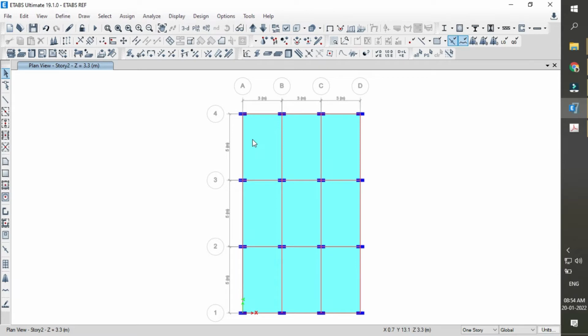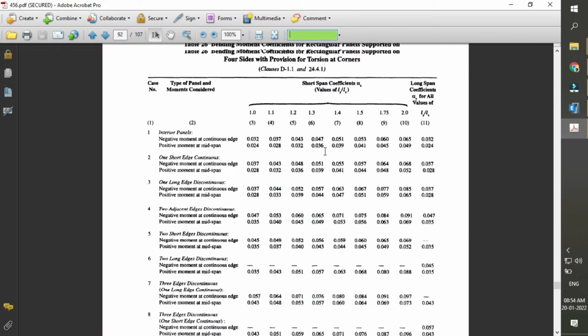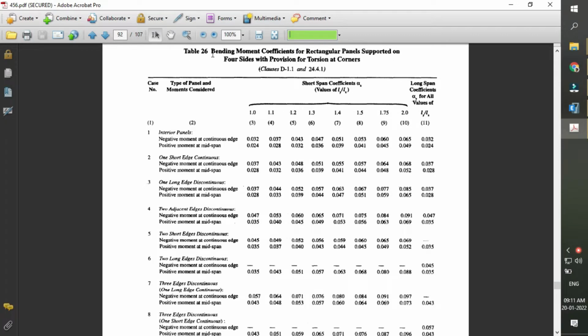When you calculate Ly by Lx, 5 meter by 3 meter, it comes to 1.66, which is less than 2, so this slab is considered as a two-way slab. Let me open IS 456 Table 26, bending moment coefficients for rectangular panels supported on four sides with the provision for torsion at corners.